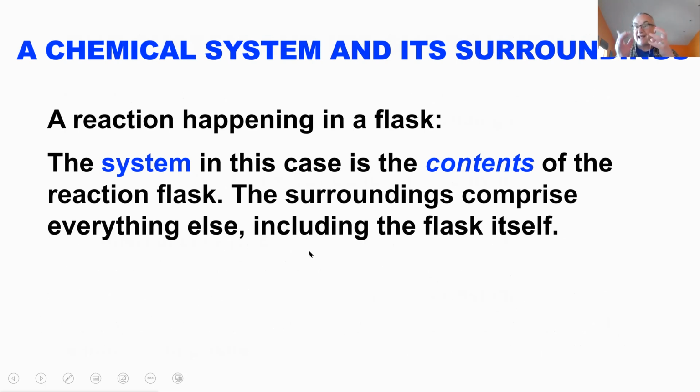So as I mentioned, I've got a reaction going in a flask. The system is just what's in the flask, not even the flask itself. So whatever's in it, that would be the reactants and the products. That's it. Even the things surrounding it inside, like the water or whatever, is not part of the system, because if it's not directly involved in the reaction, it is not part of the system. So the surroundings would be everything else outside of that. So what does that mean?